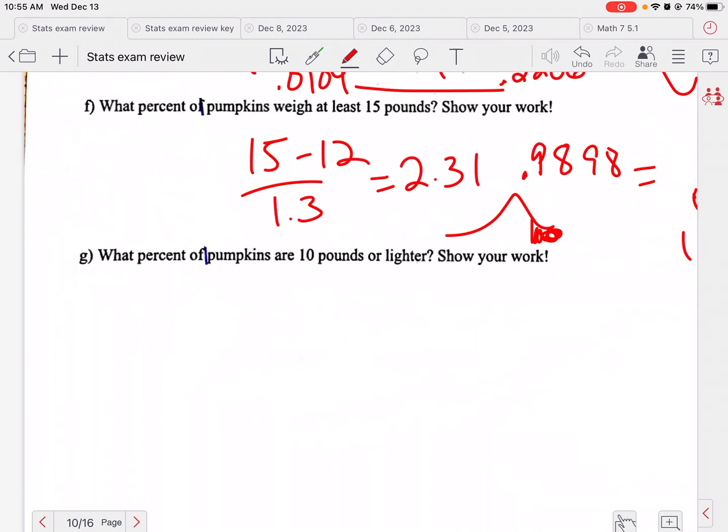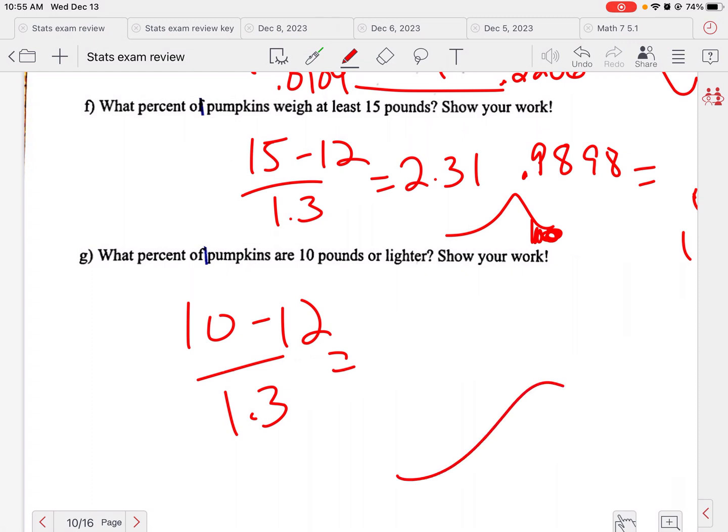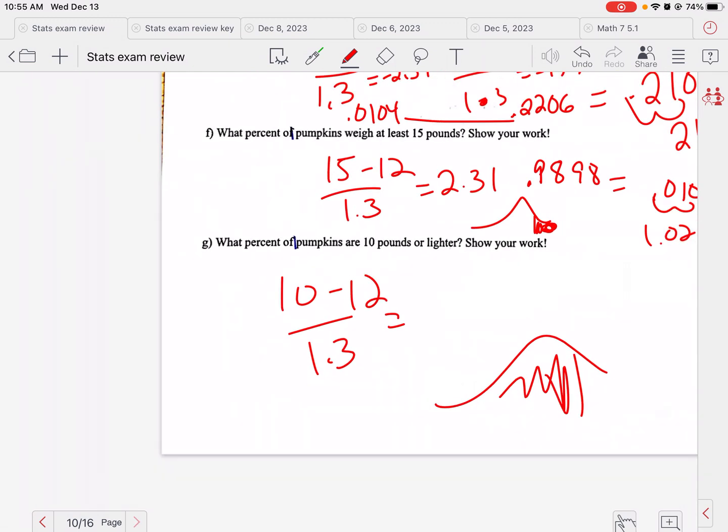Okay. What percent of pumpkins are 10 pounds or lighter? Again, we're going to do 10 minus 12 divided by 1.3. Find the z number, look it up in the z table. That's the answer because we want the less than 10. So that's what the z-score tells us.